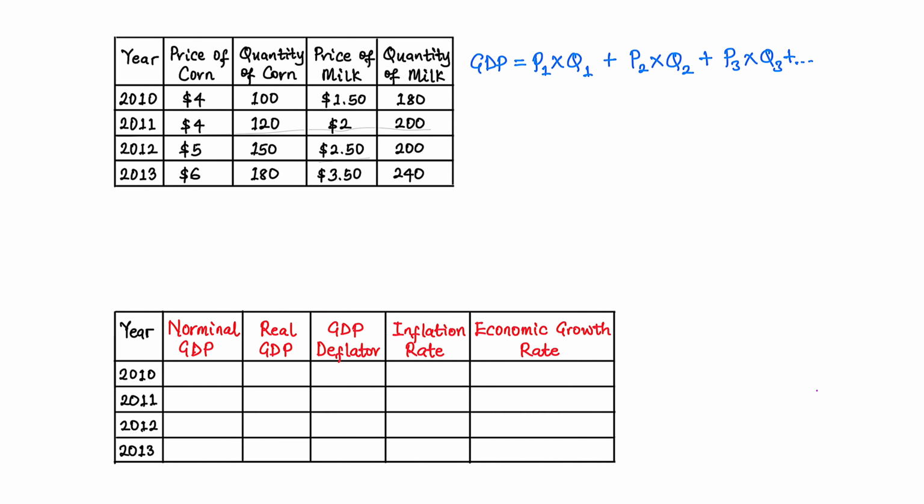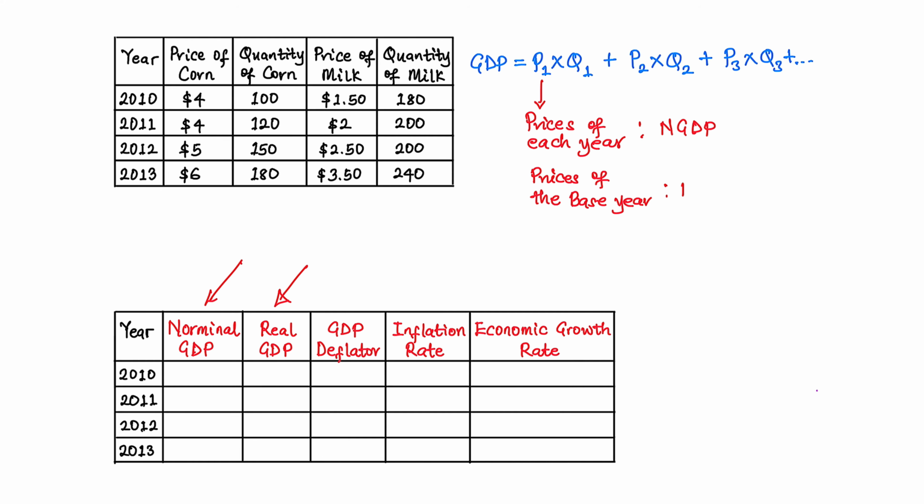You will notice that we have two types of GDP, the nominal GDP and the real GDP. For the nominal GDP, the prices are always of each year. So when you use the prices of each year, that means you are calculating the nominal GDP. But when you use the prices of the base year, that means you are calculating the real GDP. What does base year mean? We will come to that when we're looking at the calculation of the real GDP.